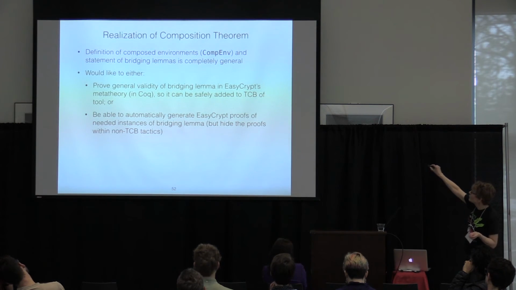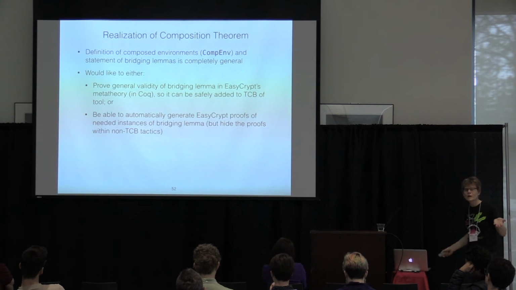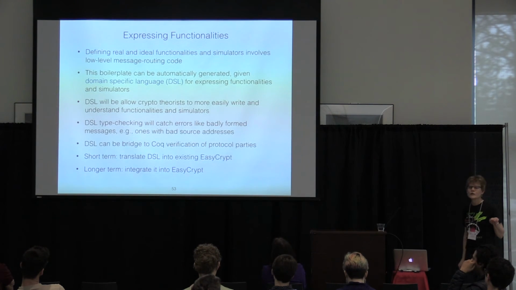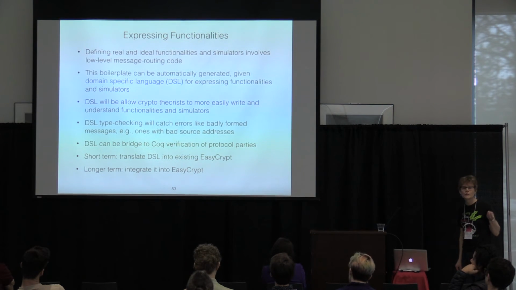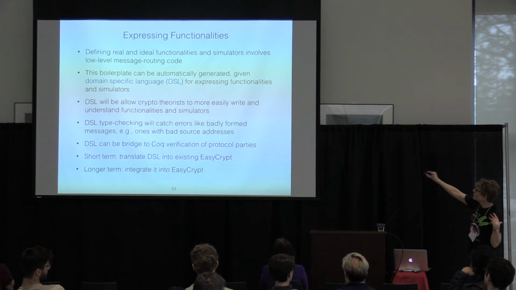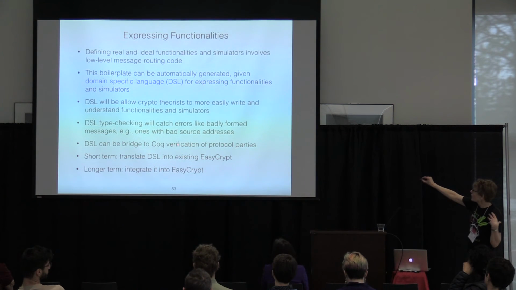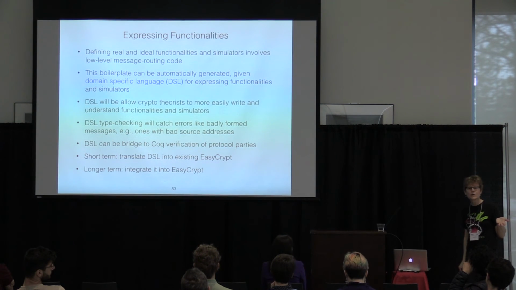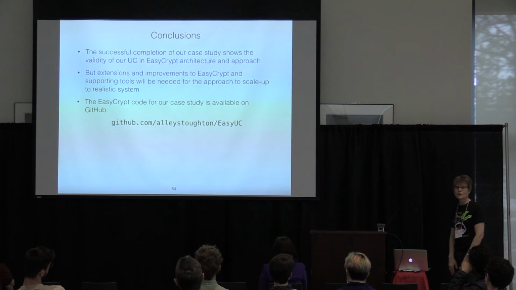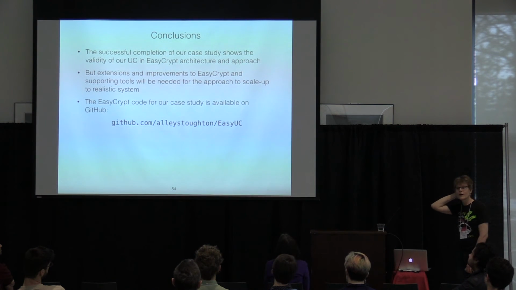Either we can do a proof at the level of the meta theory and then add it to the TCB, or we can maybe automatically generate the proofs so we don't have to change the TCB. And then finally, we'd like to have a domain-specific language for expressing functionalities, meaning that crypto theorists won't have to look at a bunch of ugly EasyCrypt code. Type checking will catch a lot of errors. It can be the bridge to the Coq verification of the code for protocol parties. In the short term, we're going to translate into EasyCrypt. In the long term, we'd like to integrate it into EasyCrypt. And I'm done. So there's the GitHub repo if you want to look at it.